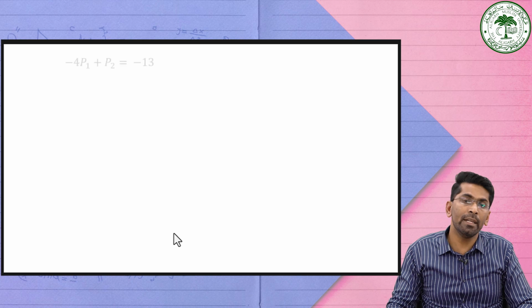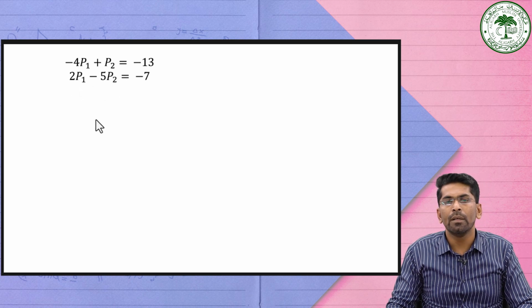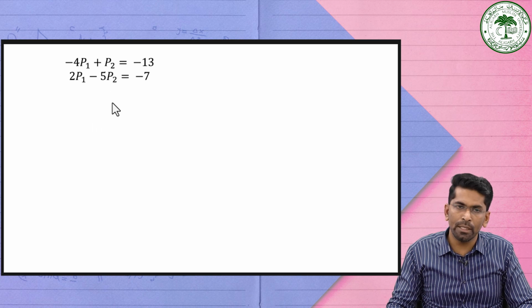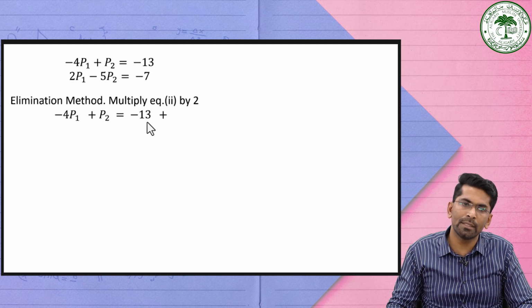Now we have a simultaneous equation from these two equations: minus 4P1 plus P2 equal to minus 13, and 2P1 minus 5P2 equal to 7. This is a simultaneous equation with two unknown variables. You can use the elimination method by multiplying equation number 2 by 2. Writing the first equation here, minus 4P1 plus P2 is equal to minus 13.